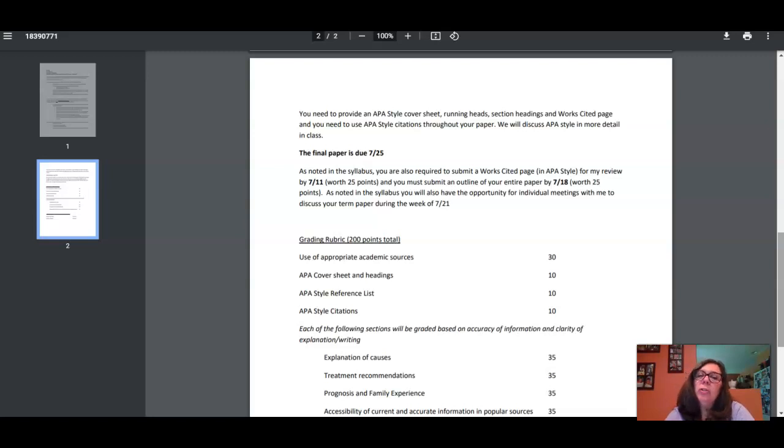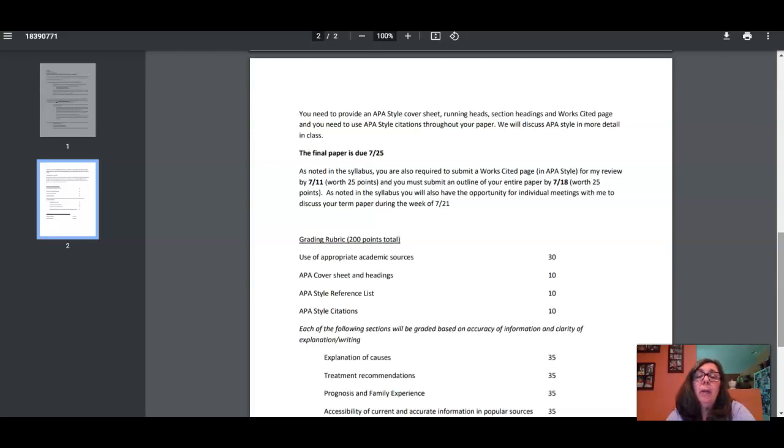But you do have those foundational elements. So by the 11th, you're going to submit an APA style works cited page for my review so that I can make sure you have the sources you need. That should include your peer-reviewed sources, and it should also include those websites, the popular sources that we just talked about, and they should be integrated into a single works cited page in APA style.